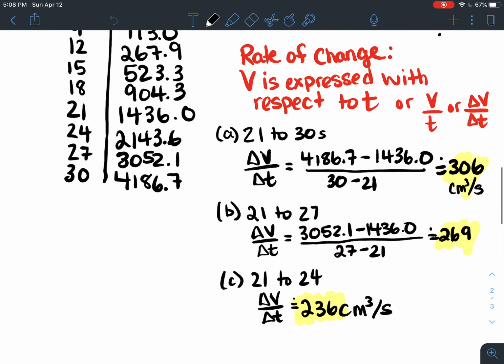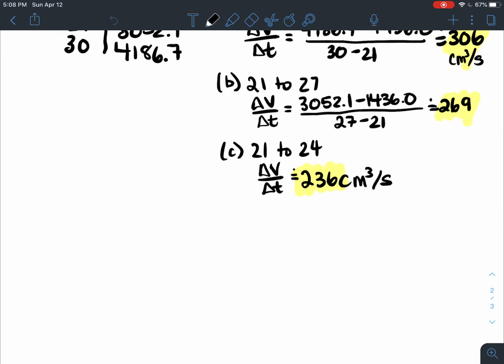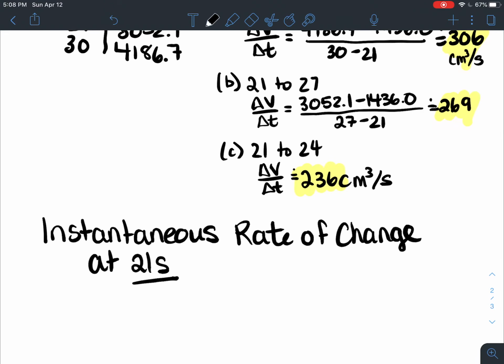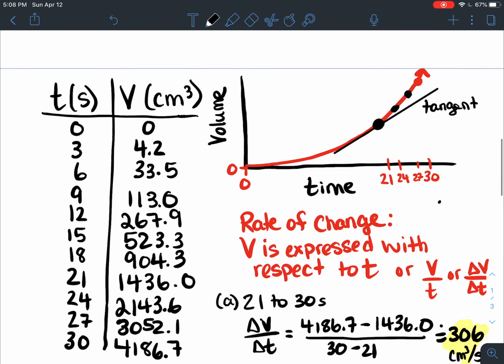There we go. Okay, so I've been using secants for these just to get the average rate of change between two points. But let's say I want to know what my instantaneous rate of change is at 21 seconds. It's totally impossible for me to just use one point to figure out the rate of change. So I'm going to have to actually draw a tangent line to my curve and figure out the rate of change.